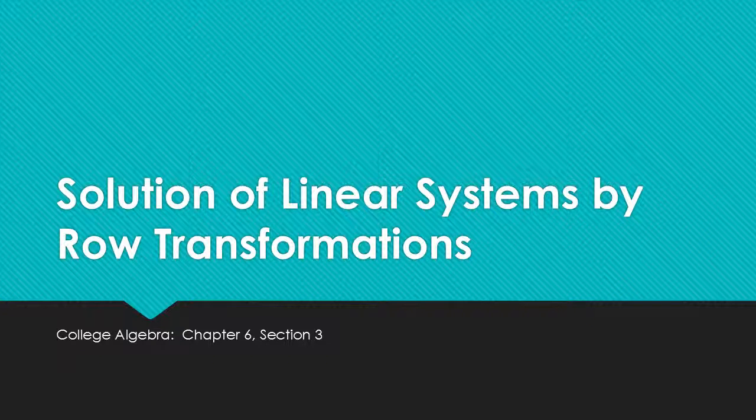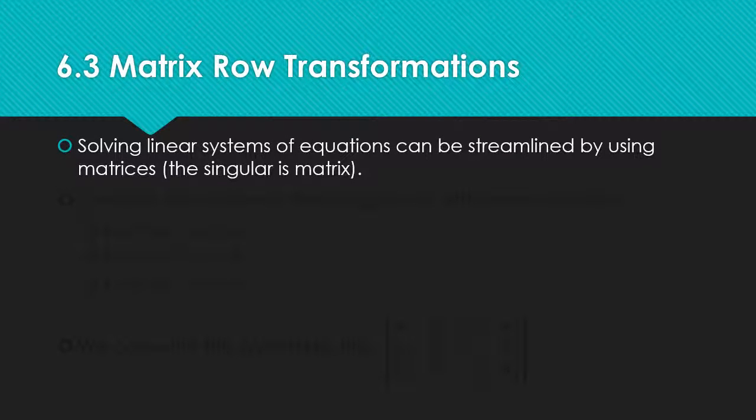College Algebra, Chapter 6, Section 3, Solution of Linear Systems by Row Transformations. Solving linear systems of equations can be streamlined by using matrices, and the singular of that would be a matrix.